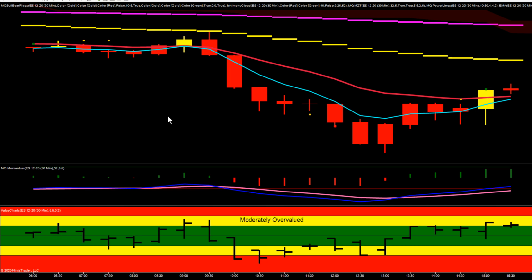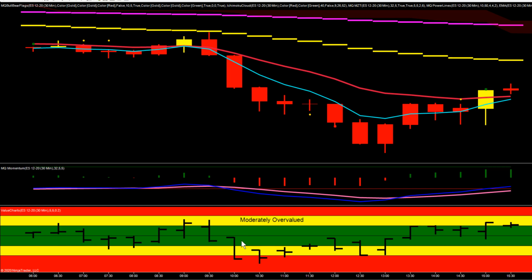Let's take a look at a setup we had this afternoon in the ES futures. This is our 30-minute chart. And you can see that this morning we actually broke to the downside on a shooting star and made a nice strong push to the downside. Hit significantly undervalued on our 30-minute chart.